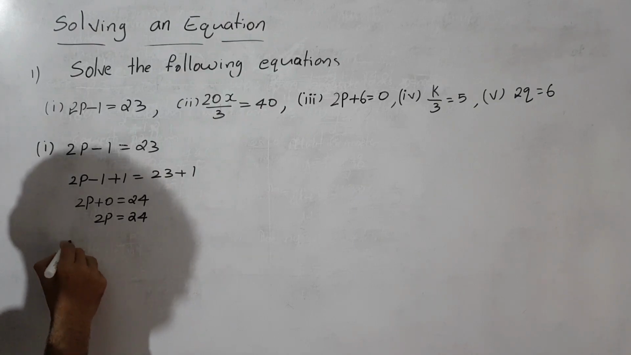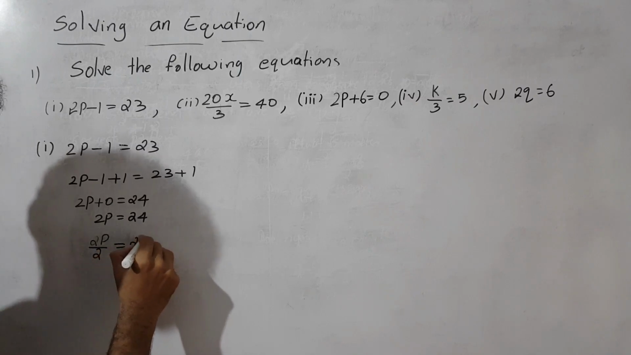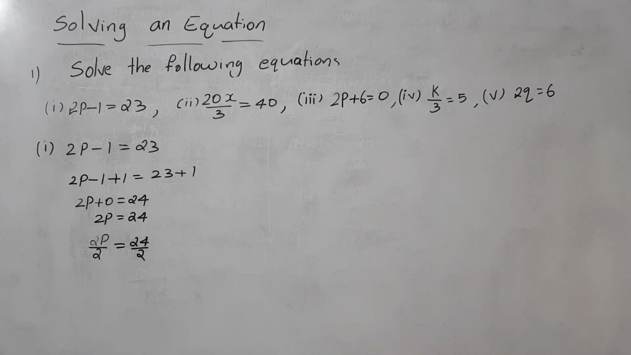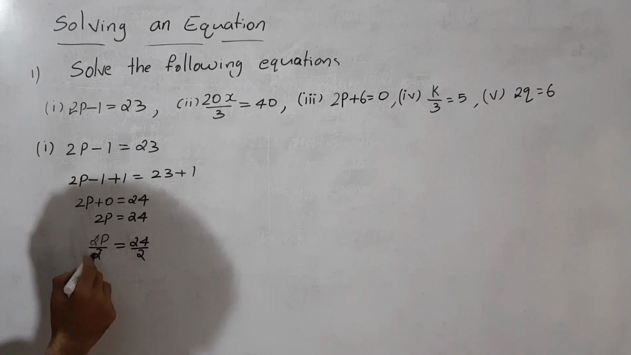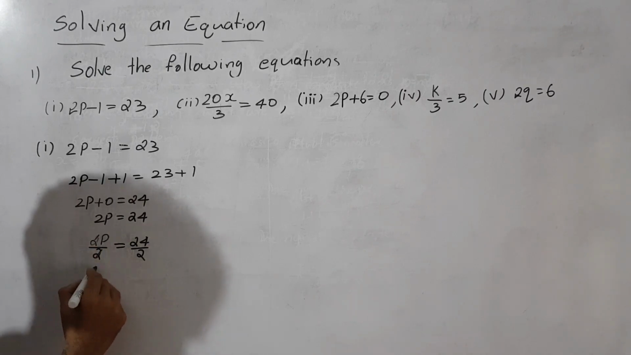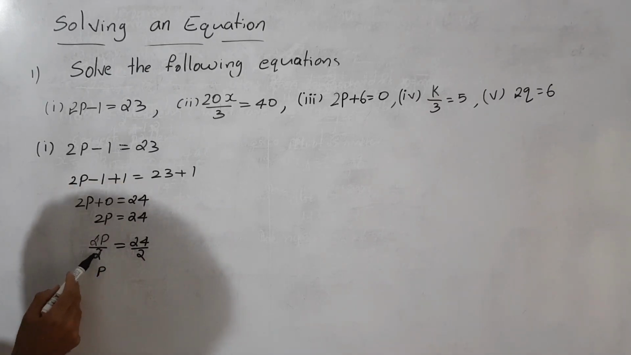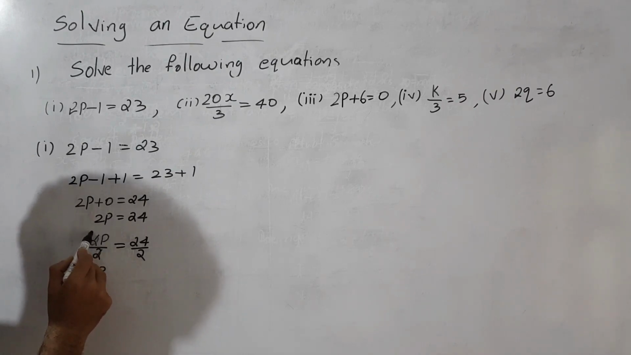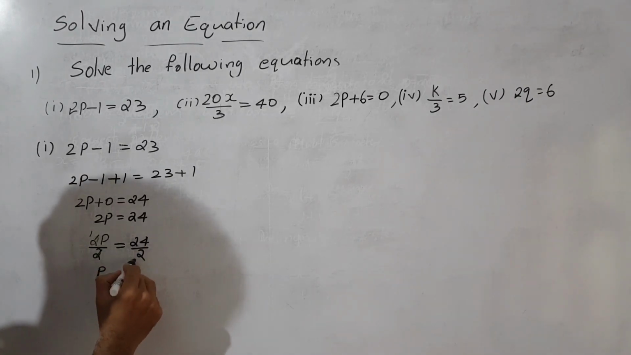The next step, therefore 2p by 2 is equal to 24 by 2. 2p by 2, then 2 cancels, means divide. 2 divided by 2 is 1. 1p. 1p means p. 1 into p, p. Okay, I think you got it. We are dividing, actually not cancelling. 2 by 2, what is 2 by 2? 1. That is 1. 1 into p, p. Okay, is equal to 24 divided by 2.